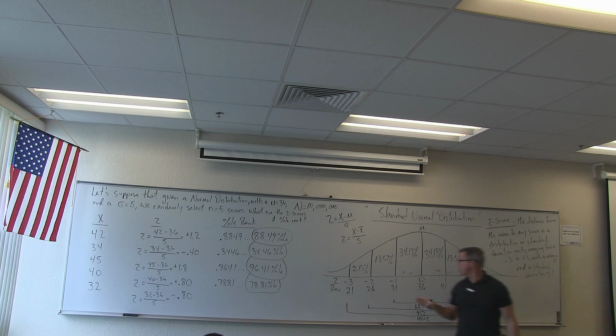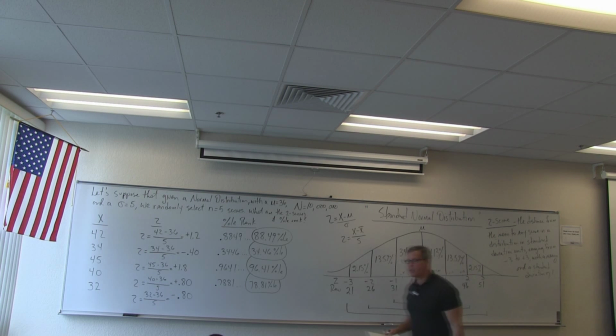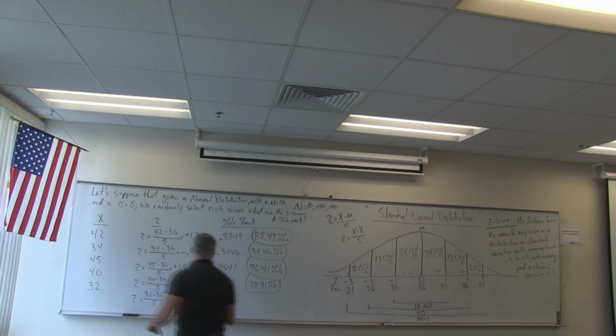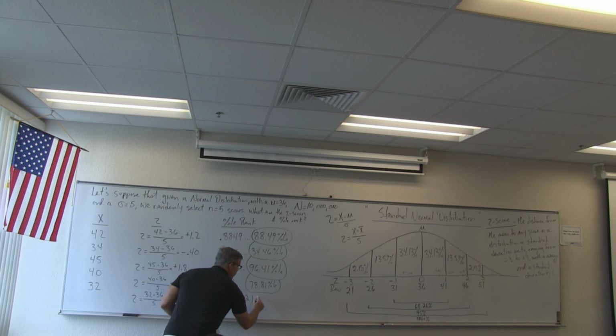Our job is to determine percentile rank. Again, that's area from here back. Everybody go to a Z of negative 0.8. There's a number there. It's a proportion. Tell me what it is. 0.2119, or the 21.19 percentile.